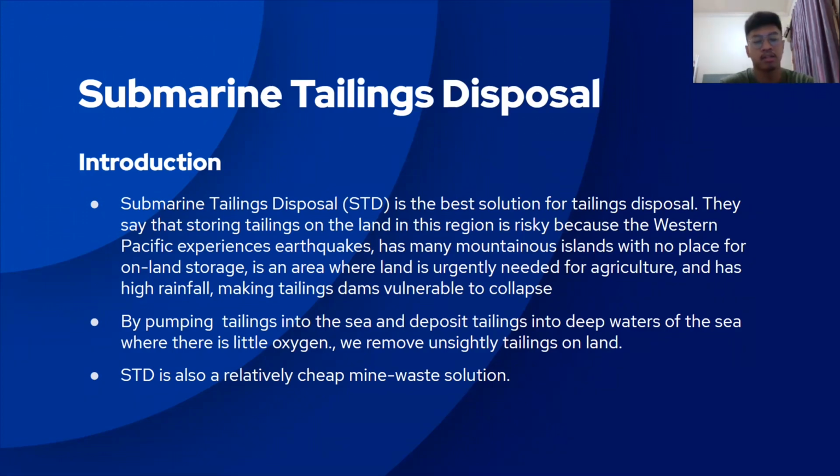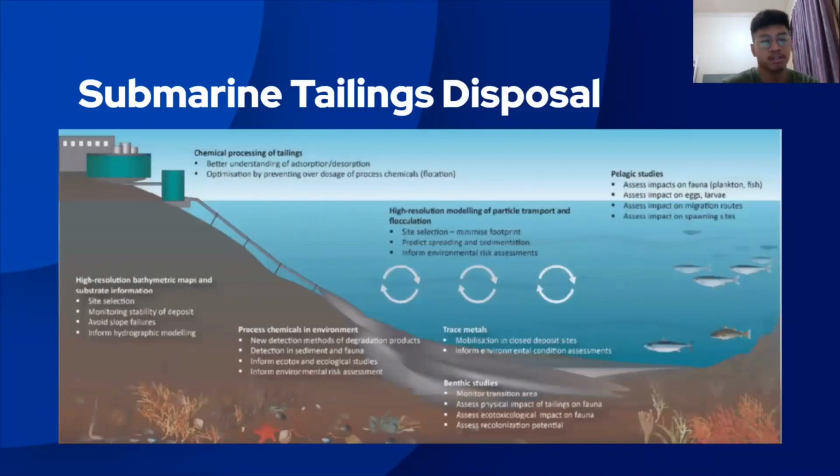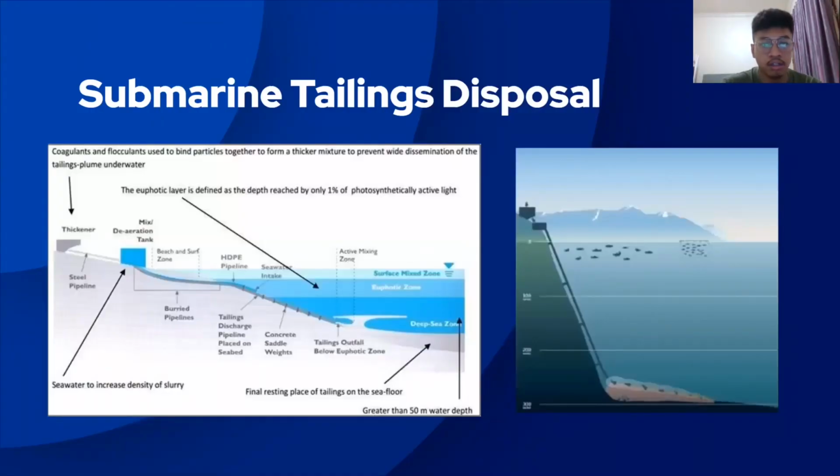The process is by pumping tailings into the sea and depositing tailings into the deep water of the sea where there's little oxygen. By doing it, we can remove unsightly tailings on land. STD is also a relatively cheap mine waste solution. These are the pictures of the submarine tailing disposal. And here I'm going to show you the other pictures of the tailing disposal.